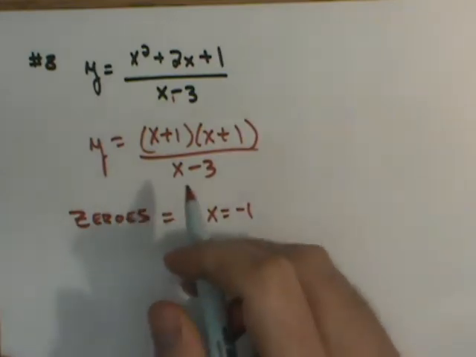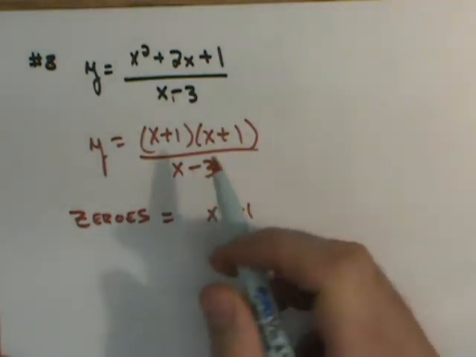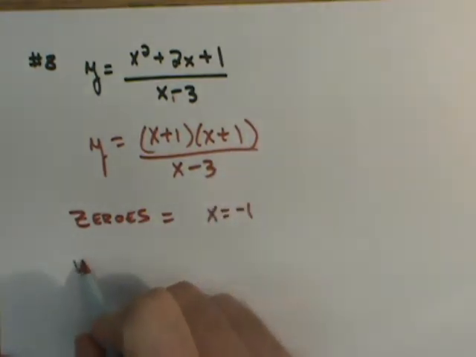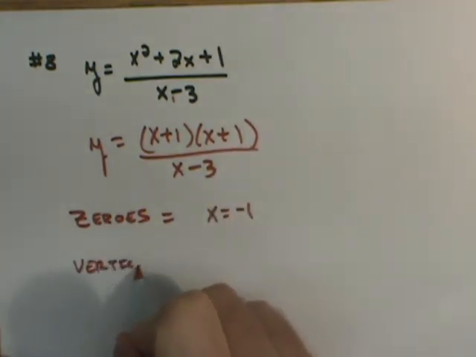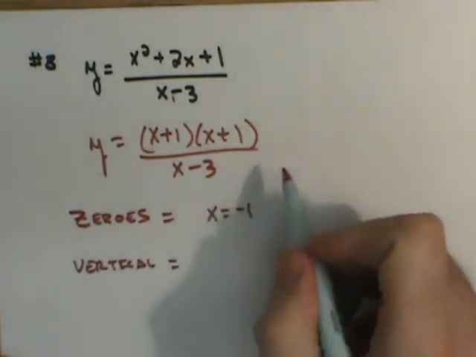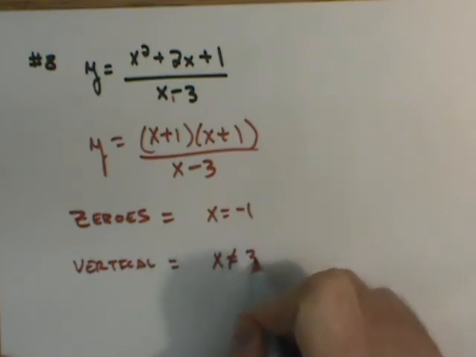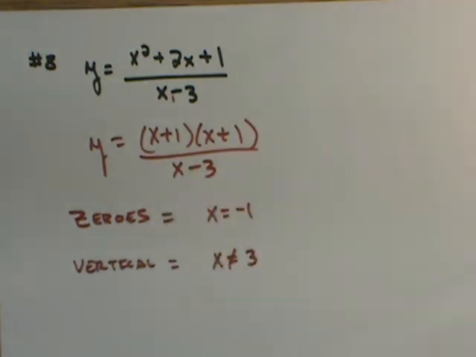Vertical asymptotes come from any restricted value in the bottom, or any 0 from the bottom. So you have vertical asymptotes when x equals 3. So you say you don't want x to be 3. X cannot be 3. That produces a 0 down there.